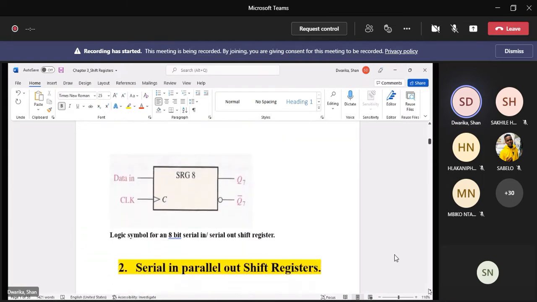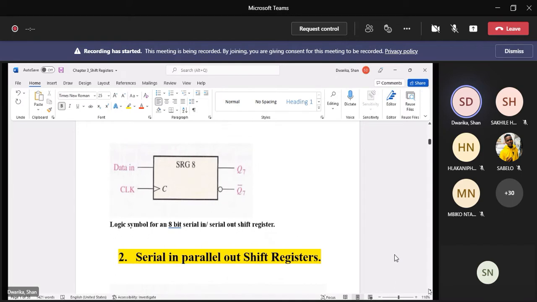There's a logic symbol for an 8-bit serial in, serial out shift register. Okay, so there's the data in, and the clock inputs, and Q7 is the output. From Q0 to Q7 forms an 8-bit serial in, serial out shift register. That's basically the logic symbol for such a shift register.